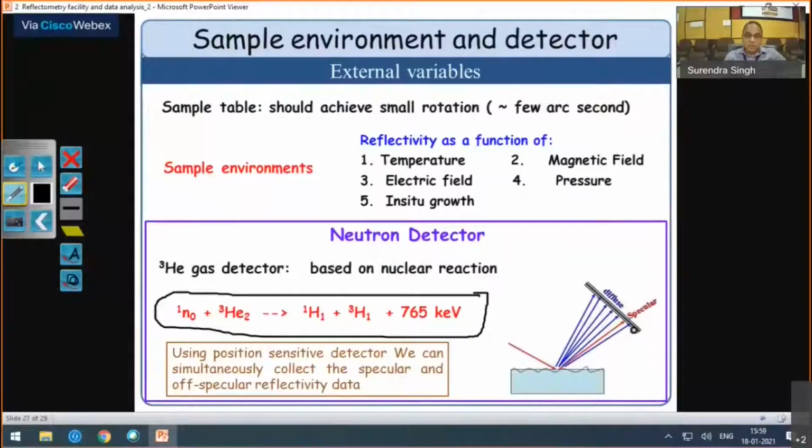It's nothing but a tube detector where helium gas is filled. At both ends, you take the voltage difference, and then you get the position information. So if you use that, here I have shown here.